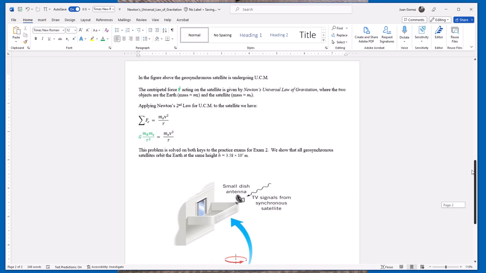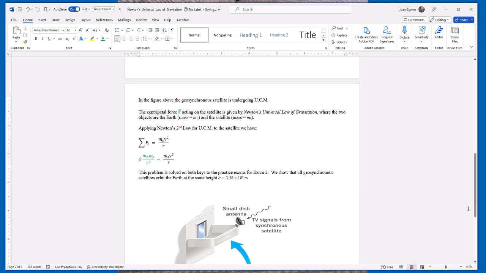that force between the satellite and the Earth, the force of the Earth pulling on the satellite, that radial or centripetal force is given by G me ms over r squared, and it's equal to the mass of the satellite times v squared over r, because the satellite is the object that's undergoing the UCM. So on the right hand side, it's got to be mass satellite v squared over r.